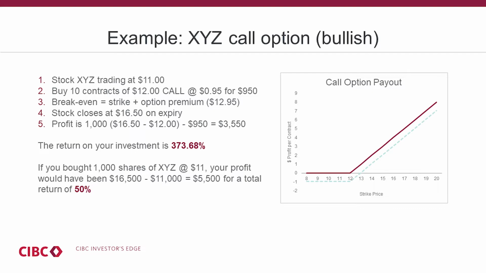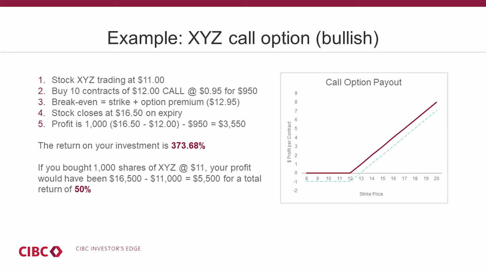Looking back at an earlier example, we now illustrate the call option payoff for buying 10 contracts of the XYZ $12 call option for 95 cents per contract. The option is not in the money until the underlying stock hits $12. The break even on the trade can be found by adding the option strike of $12 to the 95 cent premium that we paid. Therefore, the stock price must be above $12.95 at expiry for us to make a profit.